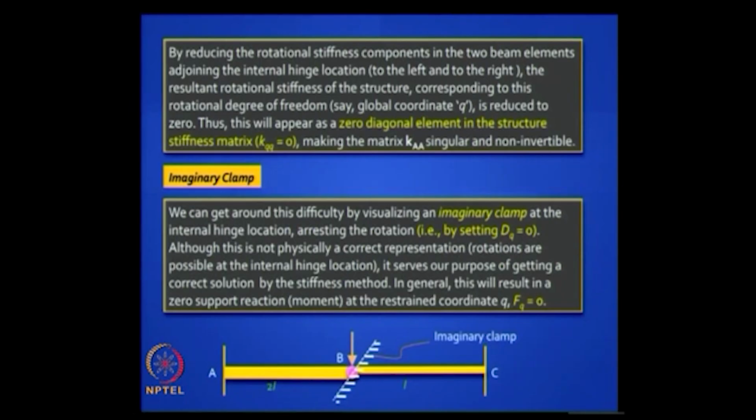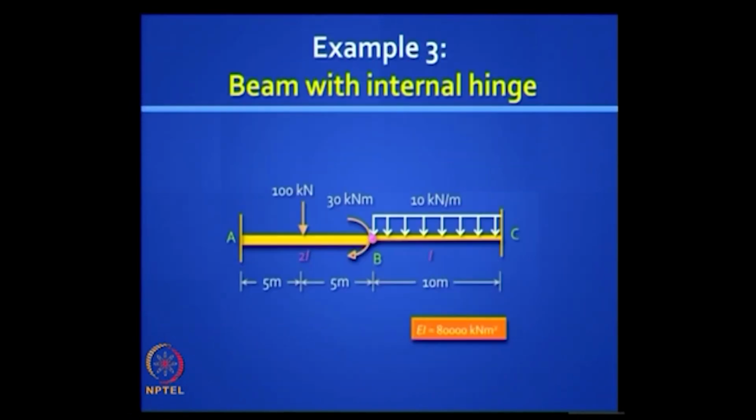So we can get around this difficulty by visualizing an imaginary clamp at the internal hinge location arresting the rotation, that is setting dq equal to 0. Although this is not physically a correct representation, because rotations are possible and you have two different rotations at that hinge, it serves our limited purpose of getting a correct solution by the stiffness method. In general this will result in a 0 support reaction at the restrained coordinate, but if you have an end moment you will get that value. So we will demonstrate this with one problem.